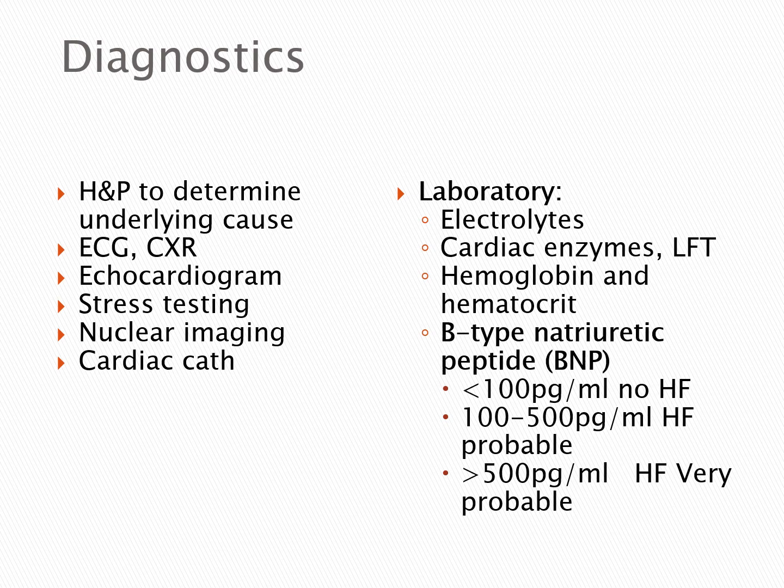Laboratory-wise, the provider will order electrolytes to make sure we don't have any imbalances, cardiac enzymes that check for muscle damage, and liver function tests to see if the liver has any damage. They will also check the hemoglobin and hematocrit to make sure the patient has the ability to carry the oxygen to the tissues. Another lab they will draw is a BNP level.